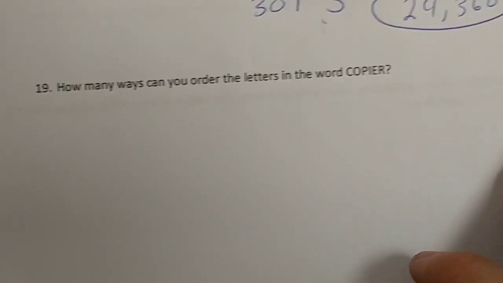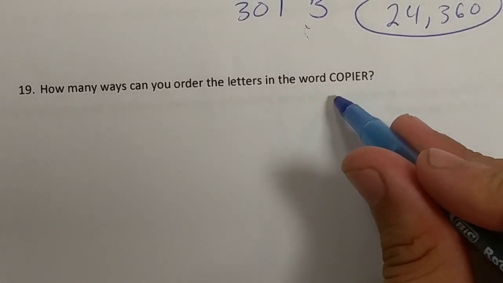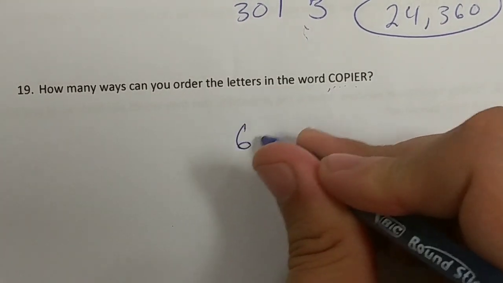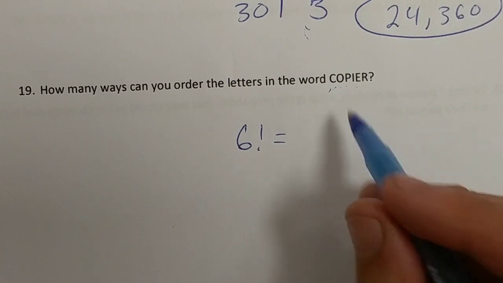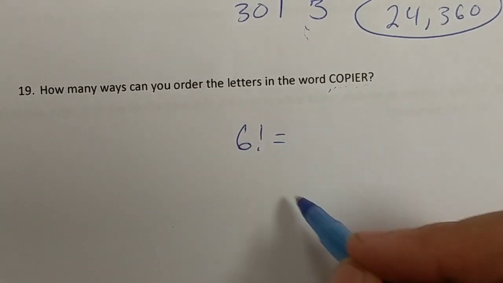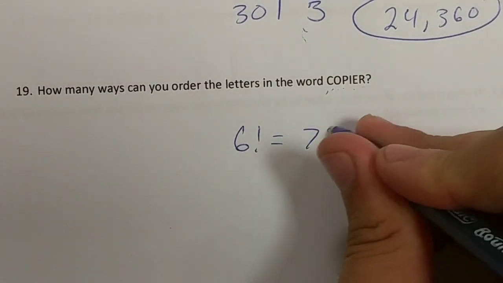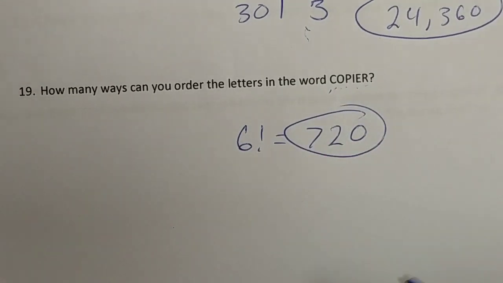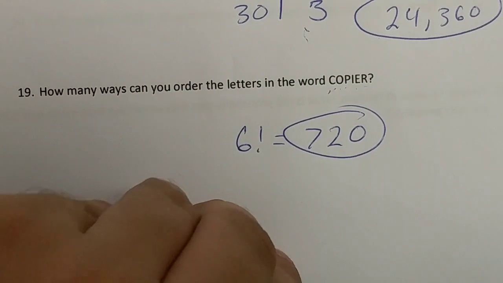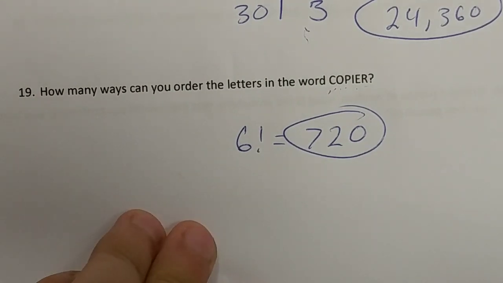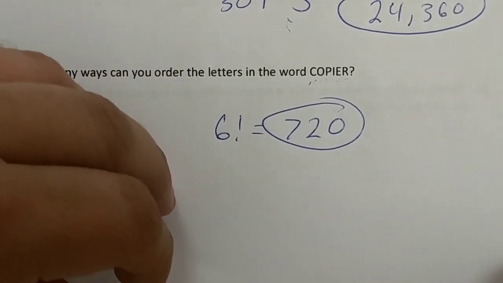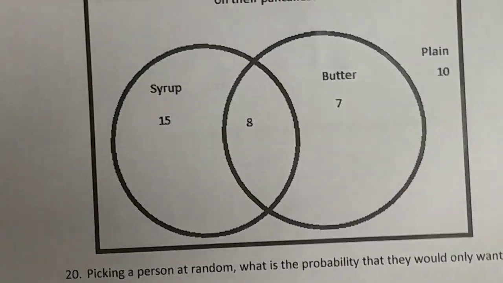So let's keep going. How many ways could you order the word copier? Some people forgot this. There's 1, 2, 3, 4, 5, 6 letters. So that's 6 factorial, because there's 6 and I'm using all 6. That ends up being 720. I just remember that value, but it's 6 times 5 times 4 and so on. If you want to write them all out, all 720, you will run out of time on the test. So I would suggest not doing that. Okay? Don't write them out.